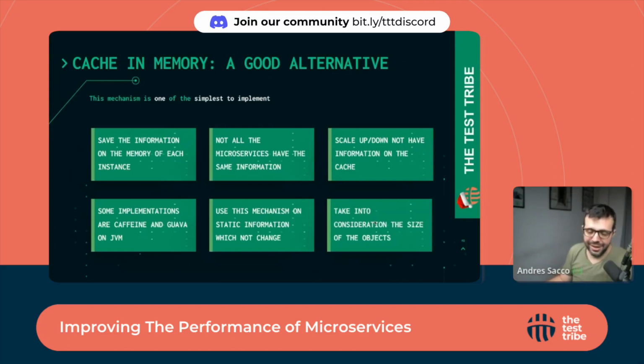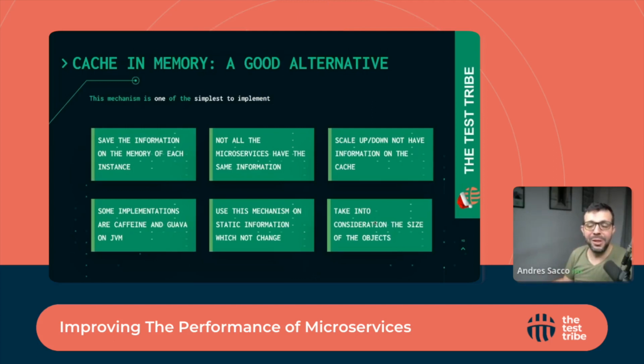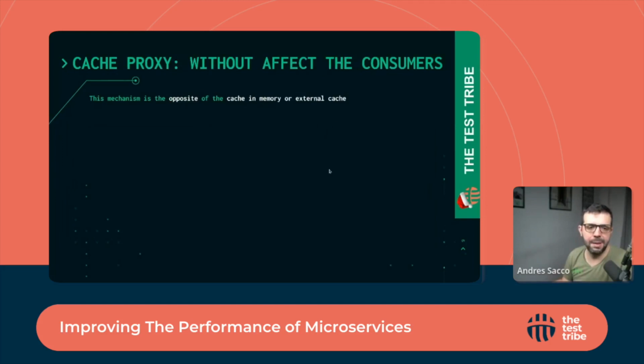Take into consideration again the size of the object. Here it is so important because you use the memory of your microservices. So you need to limit, at some point, the size, the elements, and the duration. Next problem, or the next mechanism of cache: the proxy.